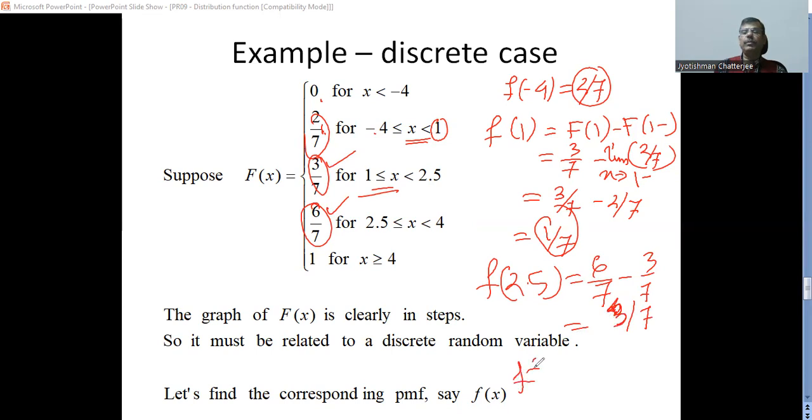And what should be f of 1? Sorry, this is not correct. Not f of 1, it should be f of 4. F of 4 is how much? The jump at the point 4, and that jump amount is this minus this. That is 1 minus 6 by 7, so that is equal to 1 by 7. So finally, what we get is f of -4 equal to 2 by 7.